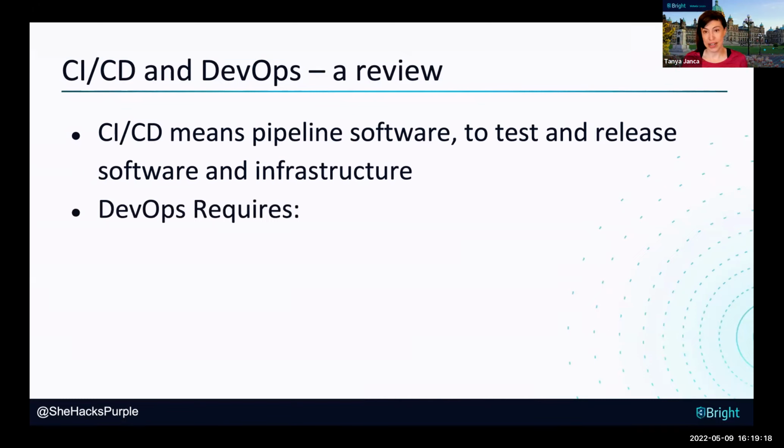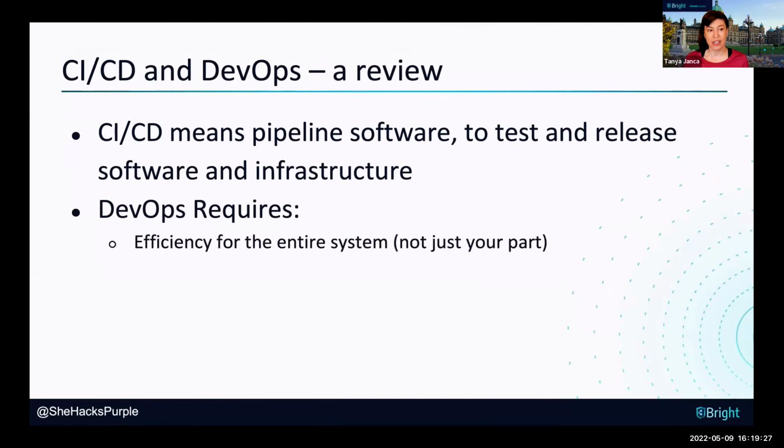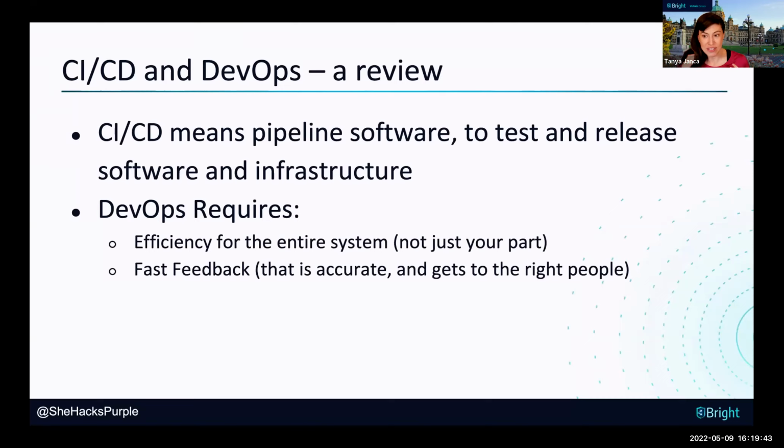To have a DevOps environment or culture, there's 3 rules, or the 3 ways of DevOps, according to the DevOps Handbook, the Phoenix Project, etc. So we need efficiency for the entire system, not just Tanya's part. Because I definitely used to just work to make my parts perfect, and I'd be like, I don't care about everyone else, that's your problem, this is my problem, and my problem's going great. It means that we have to have fast feedback. And especially, we need to have feedback that is accurate. I don't care if the tool is really fast, but half of the stuff it points out is false positives. So it needs to be accurate, and this information needs to get to the right people.